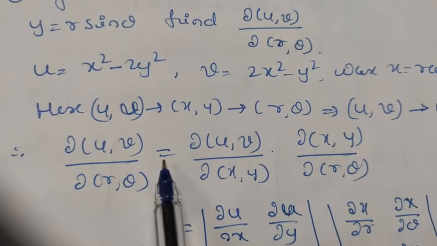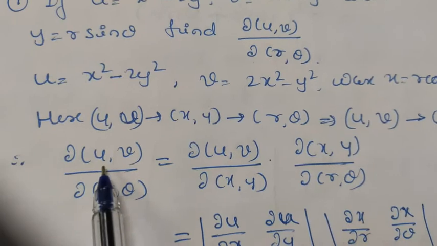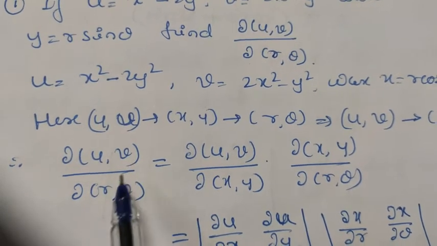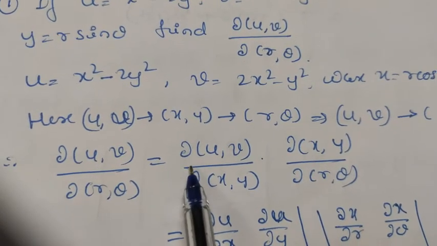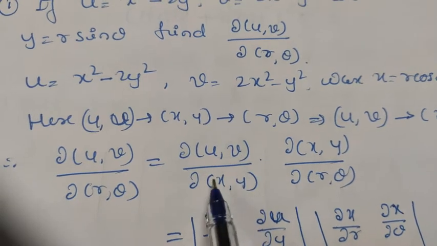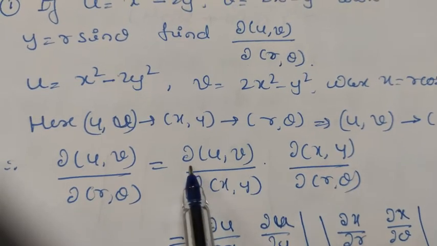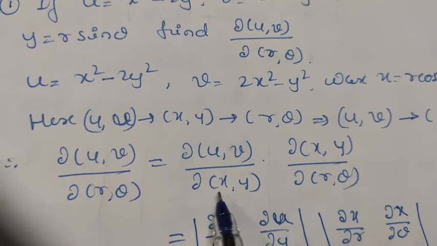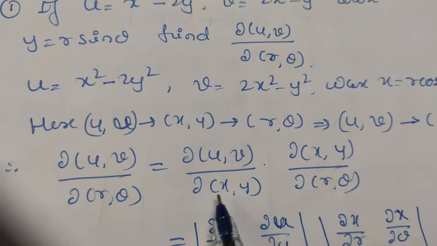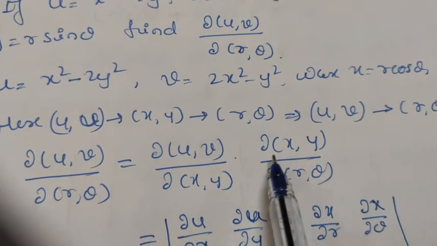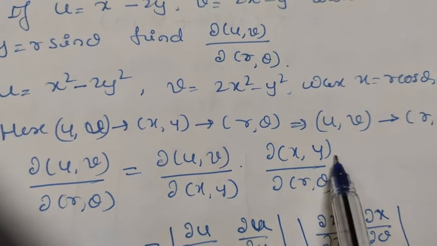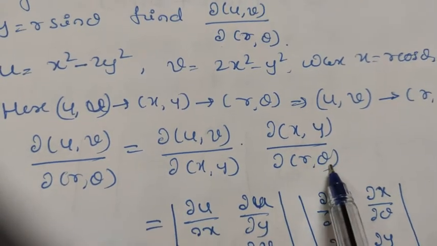We know u and v are not directly in terms of r and theta. So first you have to find the Jacobian of u and v with respect to x and y, that is ∂(u,v)/∂(x,y), into, again, since x and y are in terms of r and theta, ∂(x,y)/∂(r,theta).